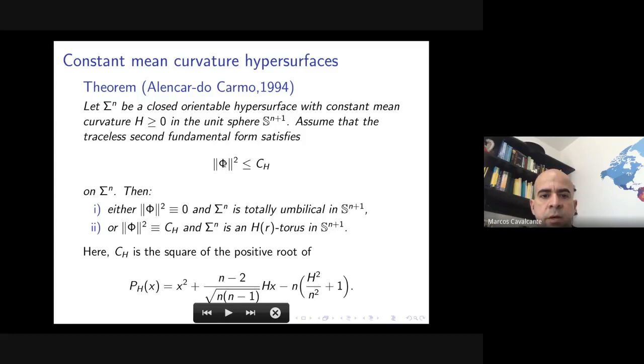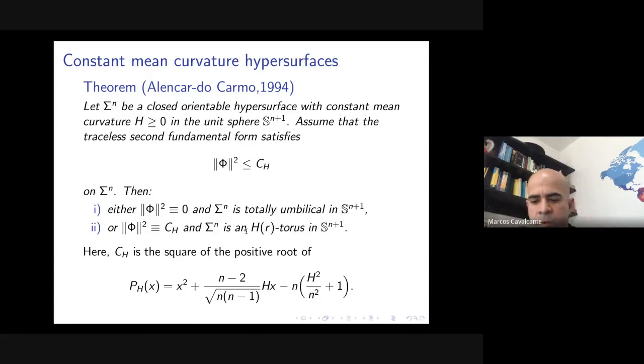the norm is identically zero and sigma is a totally umbilical hypersurface in the sphere, or the equality occurs, and in this case sigma is an H-torus, which are kinds of Clifford tori of constant mean curvature, right? They are well known.